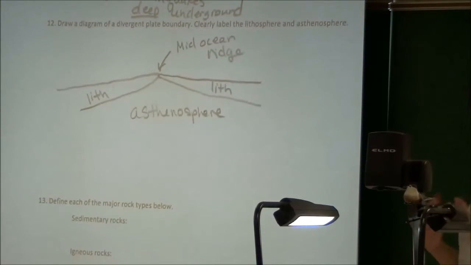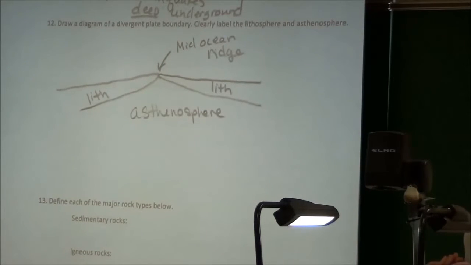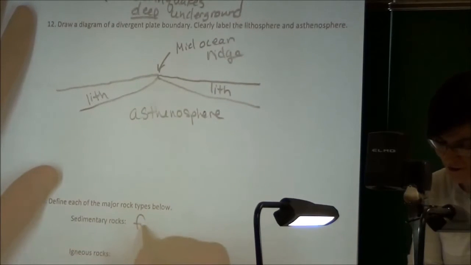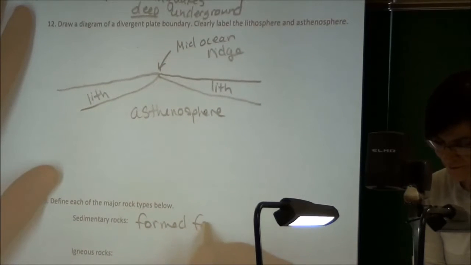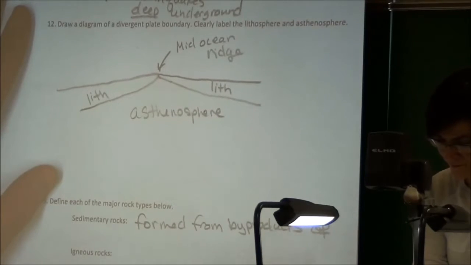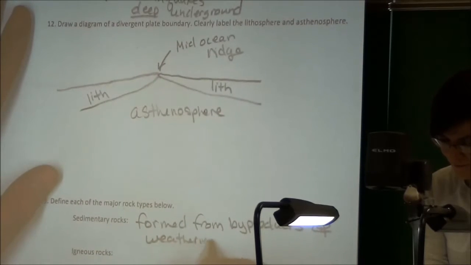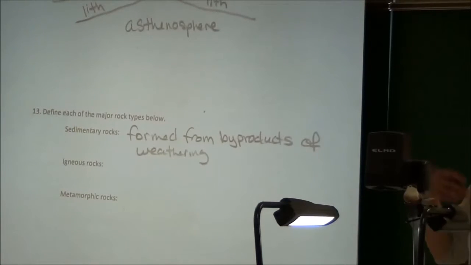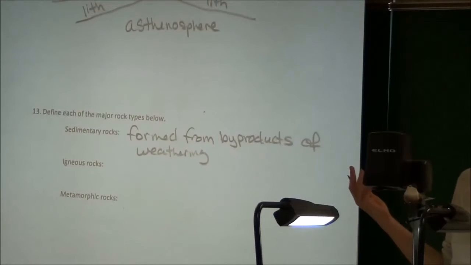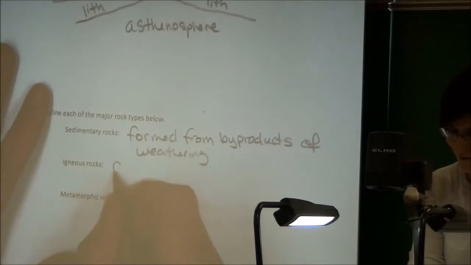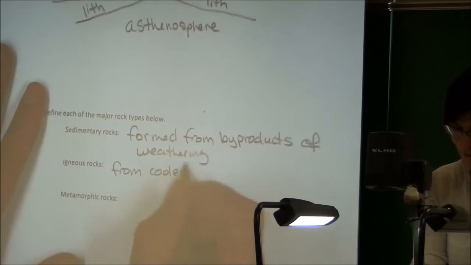So, define each of the major rock types below. Sedimentary rocks: how do they form? Through weathering? Excellent. So formed from the byproducts of weathering. Igneous are the easiest ones, I think, to define. What's an igneous rock? Formed from what? Melted, cooled rock. Excellent. So from cooled, melted rock.